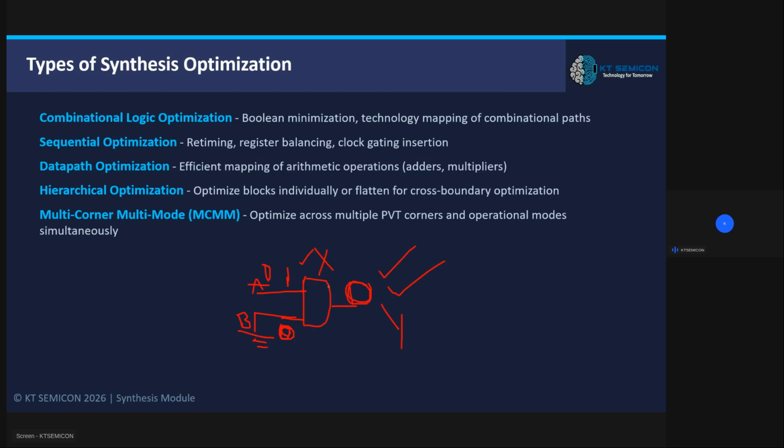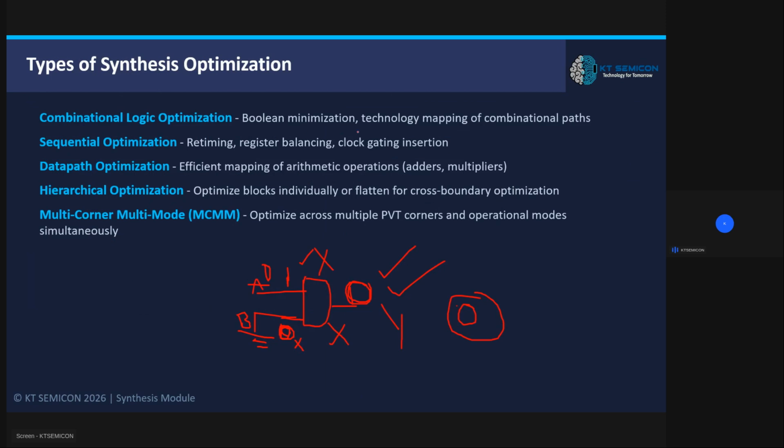So there is no use of this AND gate. Why? Because one of the inputs is 0, so whatever the other input is, the output is always 0. At this time we remove this AND gate and change it to a constant 0 cell, which means we give a tie low cell. We have different physical implementation cells, so for this case we always give the 0. So these types of issues are resolved or optimized in combinational logic optimization.